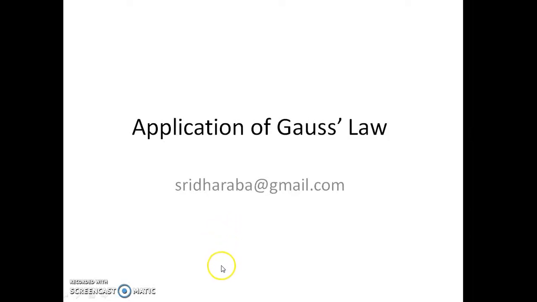In this session, we'll discuss a few of the applications of Gauss law. In the last session, we have seen that suppose we have a closed surface and let's say the charge enclosed within this closed surface is Q enclosed. Then by Gauss law, the electric flux emerging from the closed surface is equal to the net charge in the volume enclosed by the closed surface.